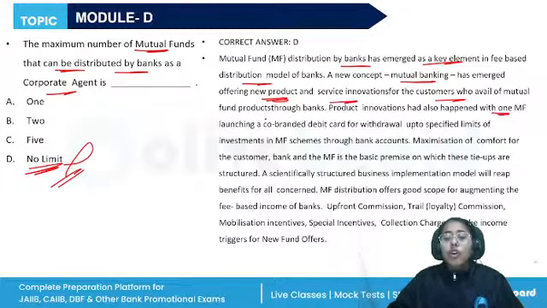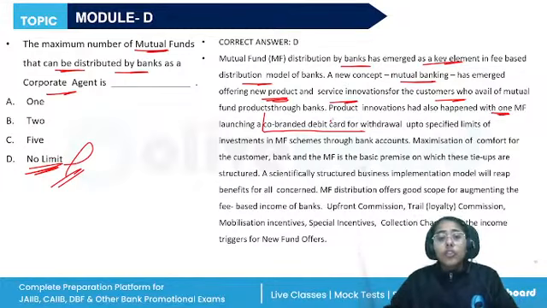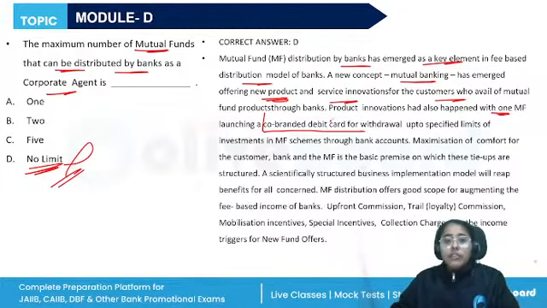When one mutual fund launched a co-branded debit card, this was also a tie-up between the bank and the mutual fund company. So it provides maximization of comfort for the customer, bank, and the mutual fund. These tie-ups are structured in a way that will provide comfort and benefits to all the parties. All right. So the banks can distribute mutual funds as a corporate agent, and there is no limit to it. Again, the mutual fund business can be undertaken by the bank, acting as a sponsor bank or acting as an agency, and so on.